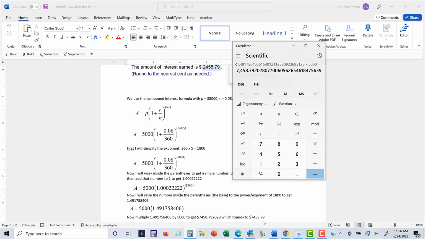And if you notice, I never had to stop. The first thing I did was simplify the exponent, get that number, and then from this point forward, everything I just did in one series of calculations on the calculator without writing anything down until I got the final answer. So I hope this helps. If you try not to round off in the middle, it really helps your life without rounding off.